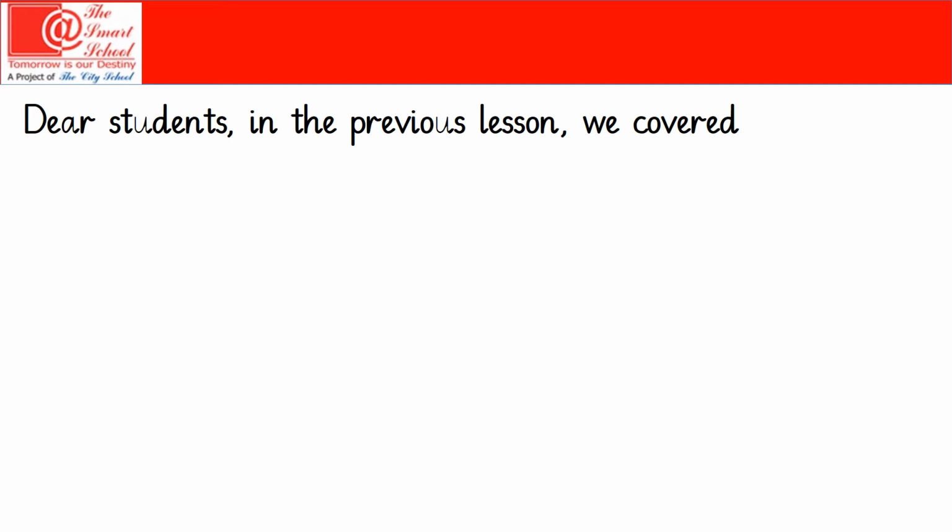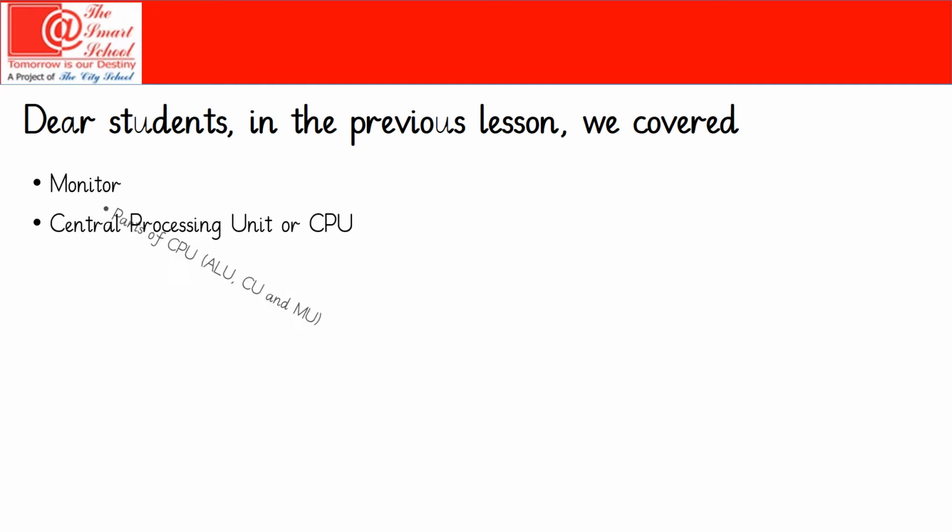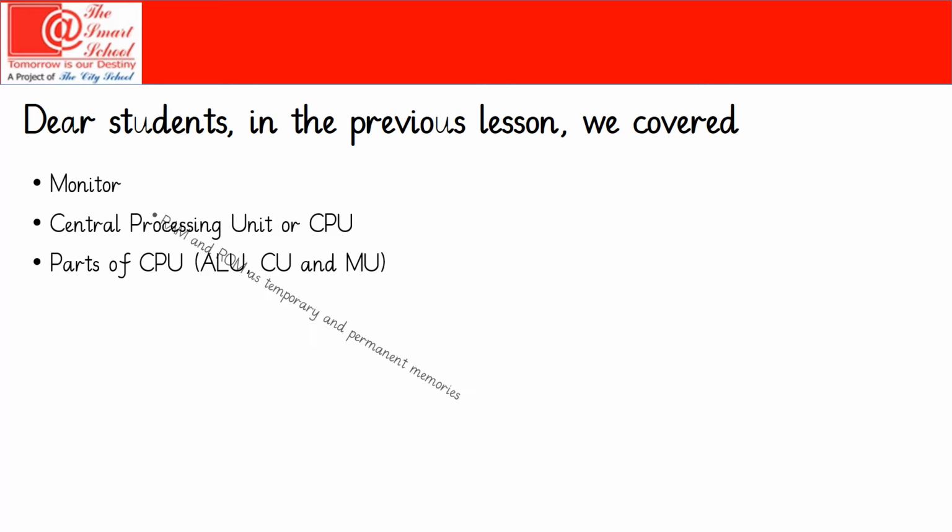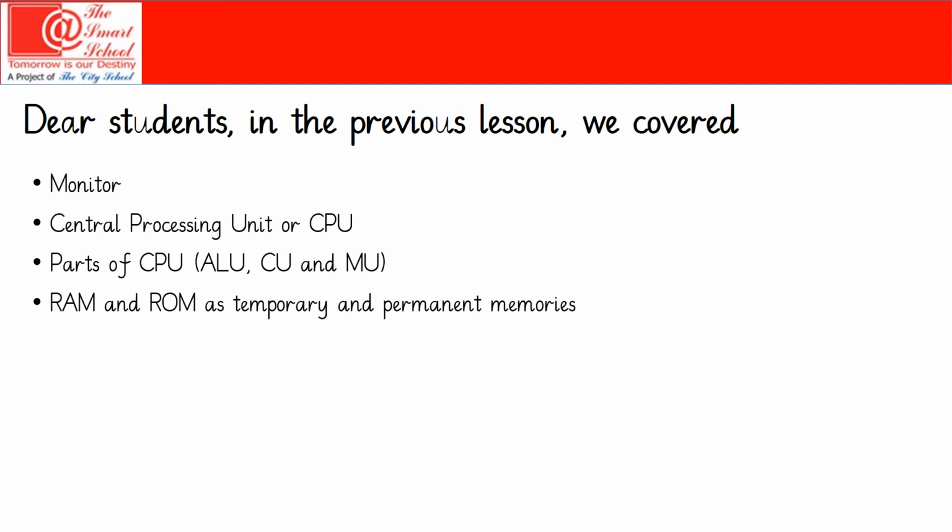In the previous lesson, we covered monitor, Central Processing Unit or CPU, parts of CPU, that is ALU, CU and MU, RAM and ROM as temporary and permanent memories.